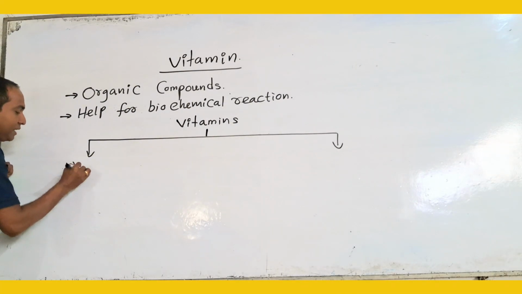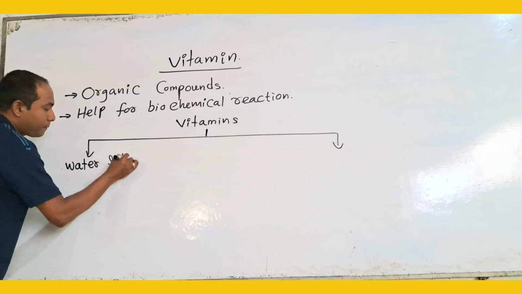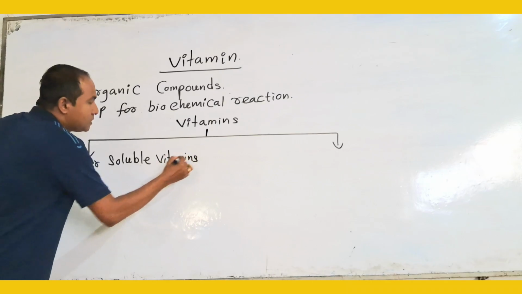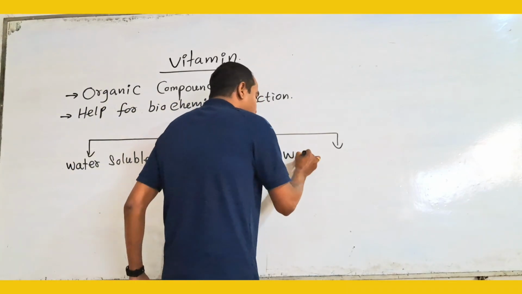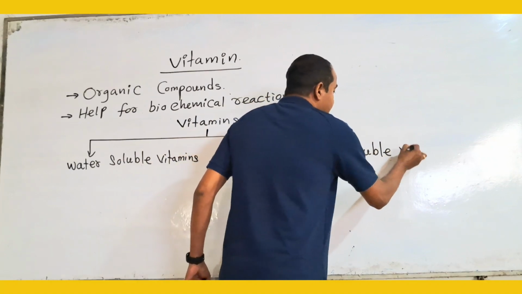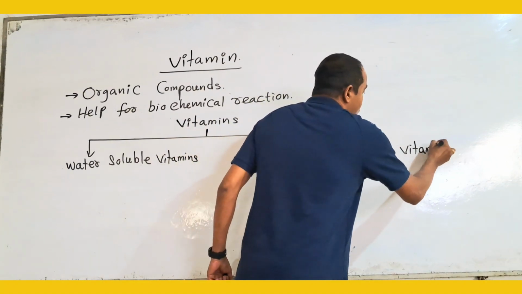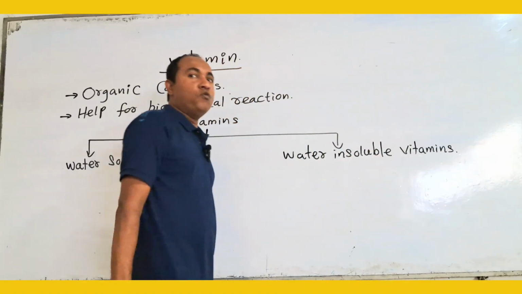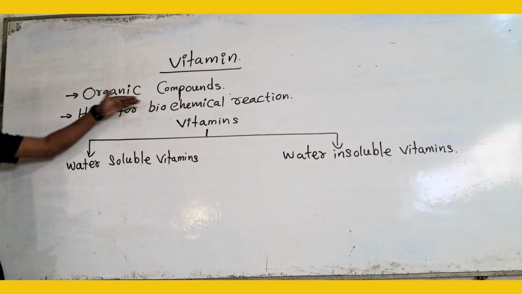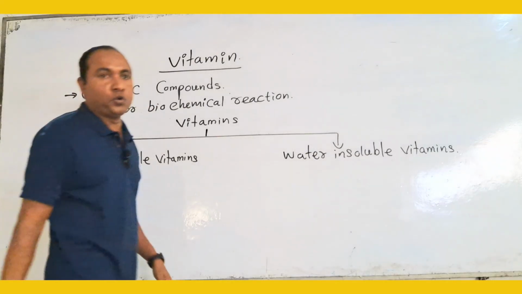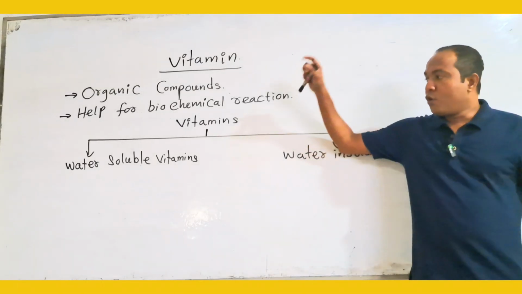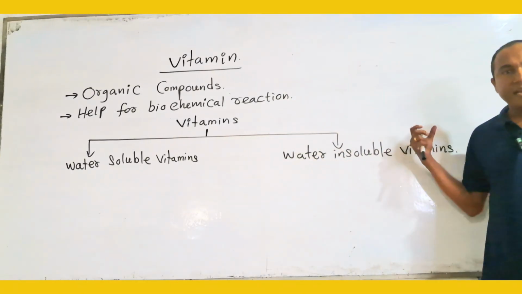Water soluble vitamins and water insoluble vitamins. You must remember, we have divided vitamins into two main groups. What are the two main groups? Water soluble vitamins and water insoluble vitamins.